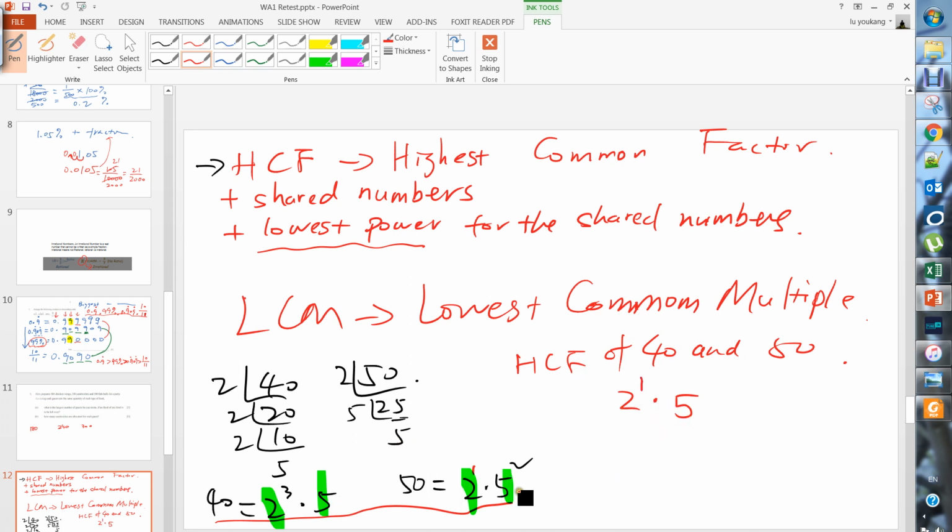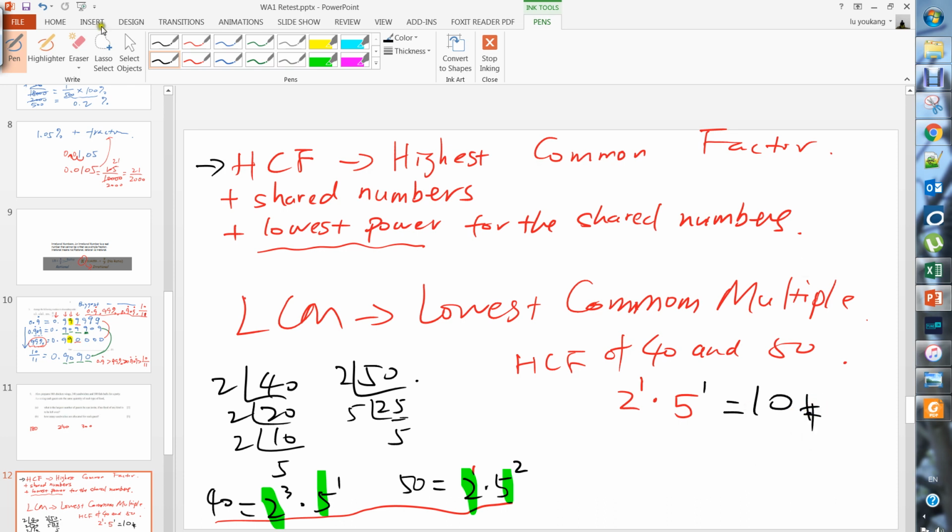For 5 and 5, oh, by the way, let me write this properly. Between 1 and 2, I choose 1. So the answer is 2 times 5, which is 10. So the HCF for 40 and 50 is 10.